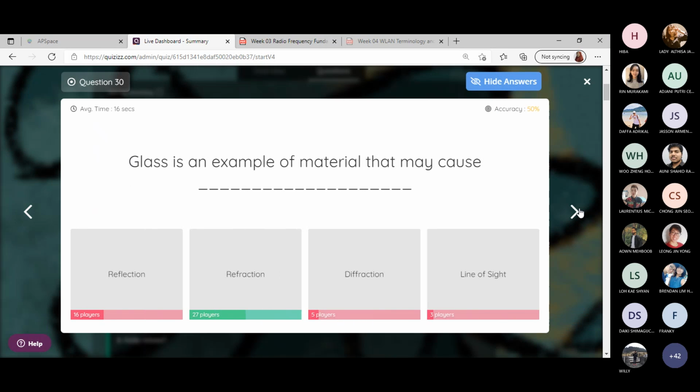Normally, certain materials, certain mediums, we already know what kind of behavior the environment causes. Glass is refraction. Diffraction is a tall building. This one is refraction because it can absorb, but it just turns the signal to a different alignment.